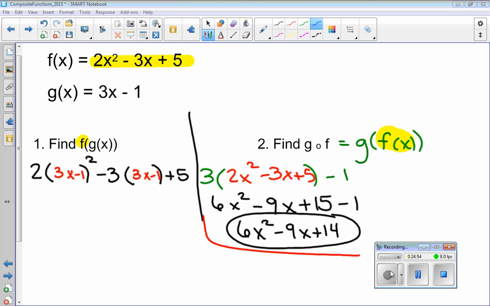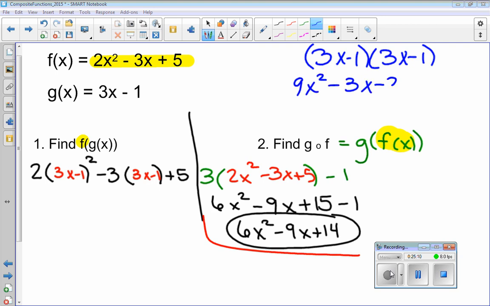I have to do some work off to the side over here. What is 3x minus 1 squared? 3x minus 1 times 3x minus 1. Got to do some work first. 9x squared minus 3x, minus 3x. We're just multiplying everything, inside, outside. Plus 1. The negative 3 and the negative 3 don't cancel. They're both negative, so they add. I have two parentheses, so I'm going to put that in there: 9x squared minus 6x plus 1.